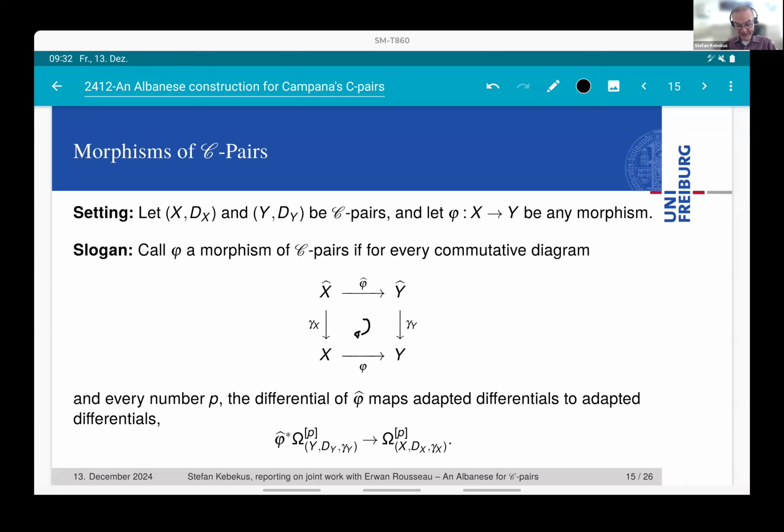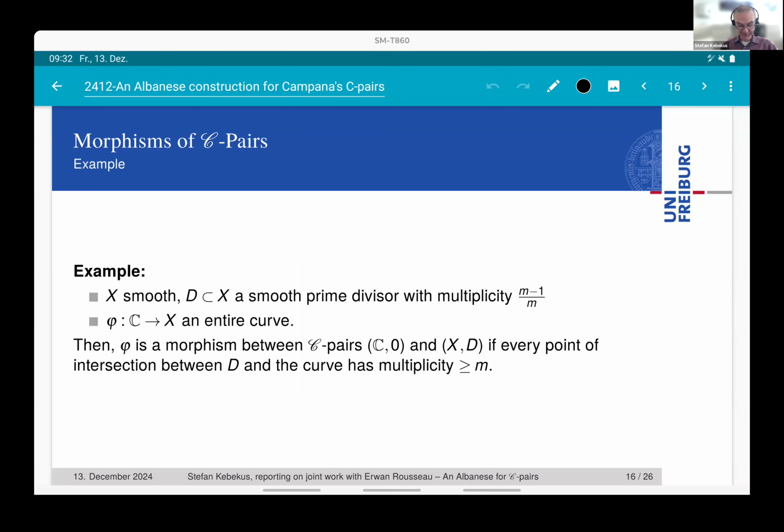So what does that mean? We worked out some examples. One example is the thing that I already mentioned in the pre-talk. When you have a space, you have a divisor that appears with multiplicity m minus 1 over m, and you have, say, C here, you have a curve.